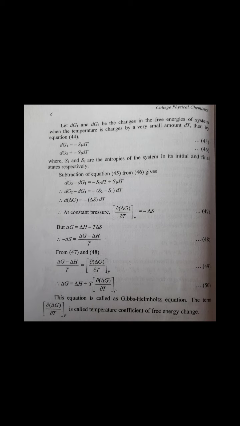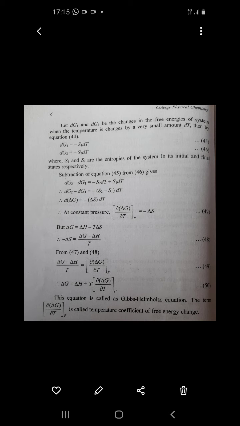dG1 and dG2 be the change in free energies of the system when the temperature changes by a very small amount, dT. Actually in differentiation, the change of that particular term will be very small, that's why it is denoted as dT. Then equation 44 can be written as dG1 is equal to minus S1 dT, dG2 is equal to minus S2 dT. Okay.